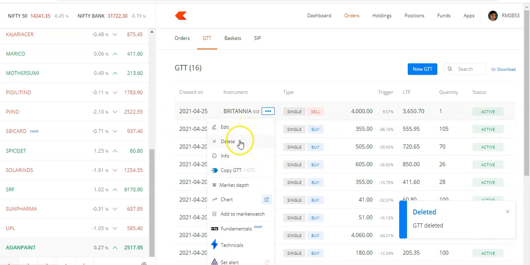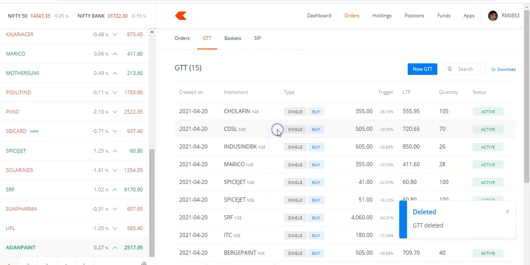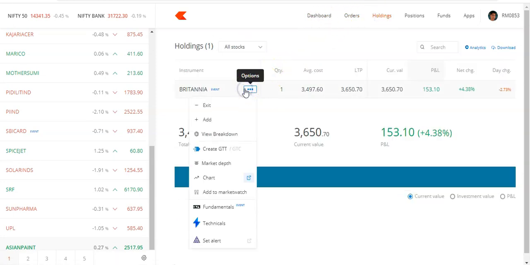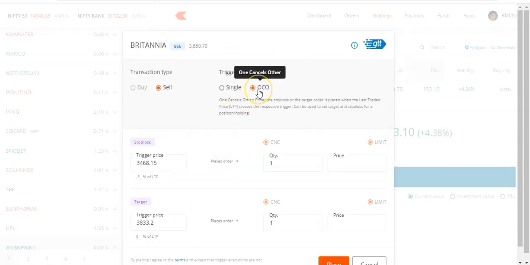If you want to place only target or only stop loss, based on what you think about the stock price movement, you can place single. But if you have a scenario where you wanted to place both, then don't do it individually like how I have shown now. Instead, go here, select OCO, which is one cancels other, which means when target is hit, stop loss GTT is cancelled. When stop loss is hit, target GTT is cancelled.